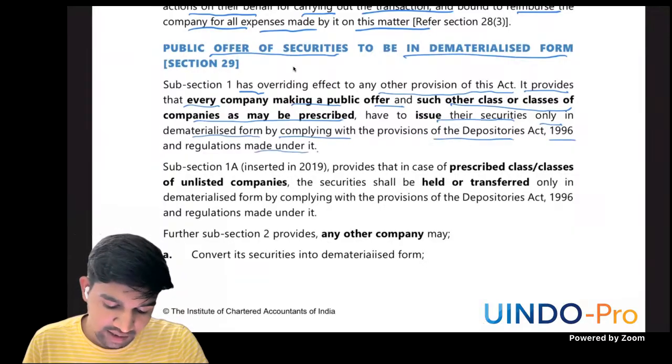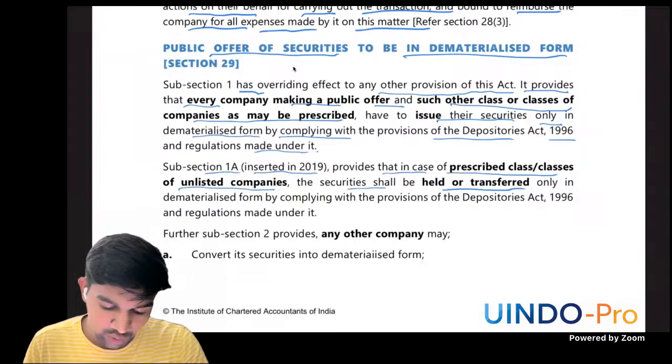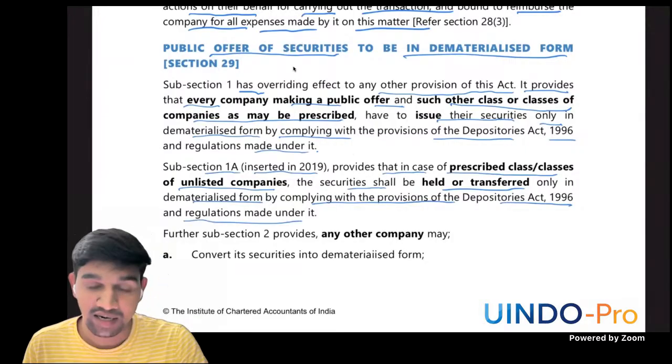Subsection 1A, inserted in 2019, provides that in case of a prescribed class or classes of unlisted companies, the securities shall be held or transferred only in dematerialized form by complying with the provisions of the Depositories Act 1996 and regulations made under it.